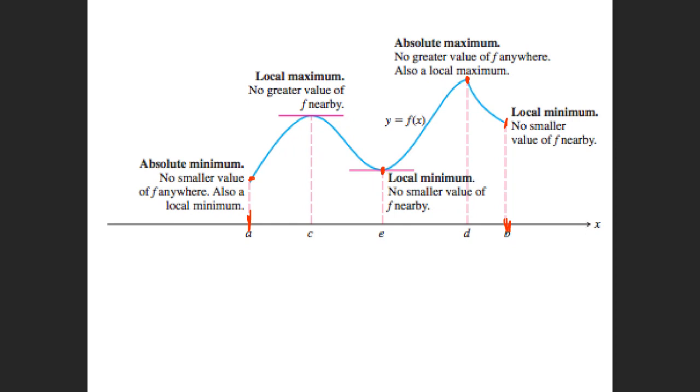So usually we'll talk about absolute and local max and mins. Some books talk about global max and mins. As I said, the terminology doesn't make much of a difference. But what you really have to understand is that if you're looking for absolute max and mins, you do have to look at the endpoints.